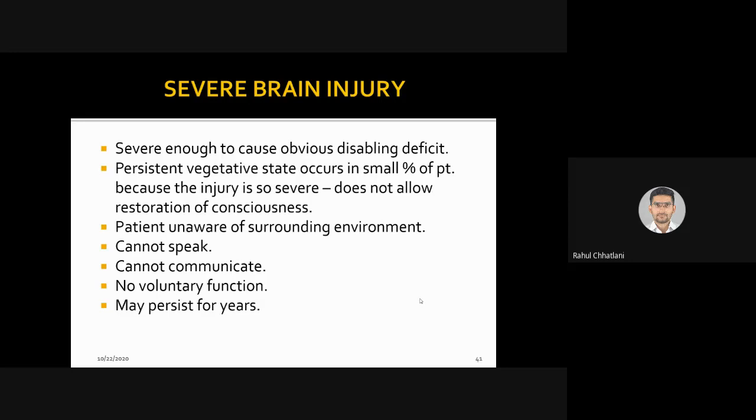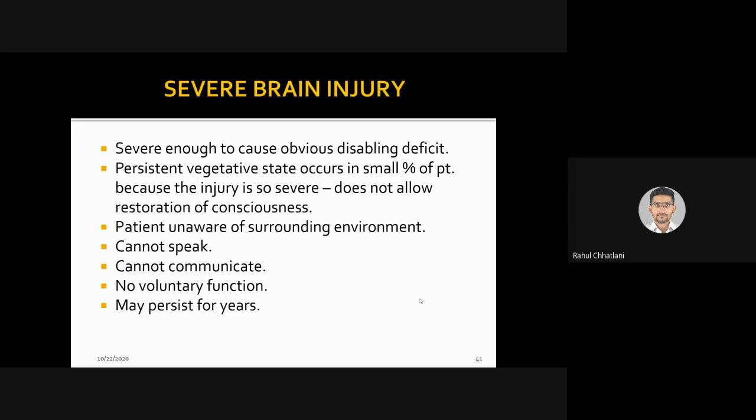Severe, for diagnosis, we see severe enough to cause obvious disabling deficit. Persistent vegetative state occurs in a small percentage of patients. Persistent vegetative state is a state of continuous confusion, and the patient is not oriented completely. That is persistent vegetative state.